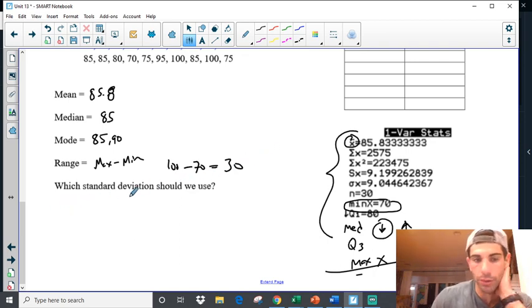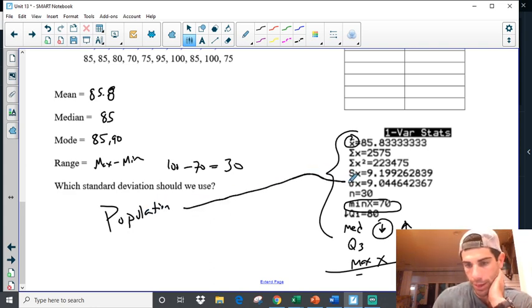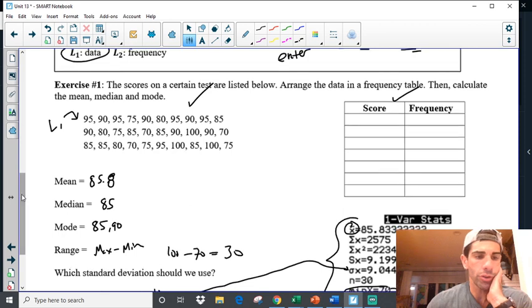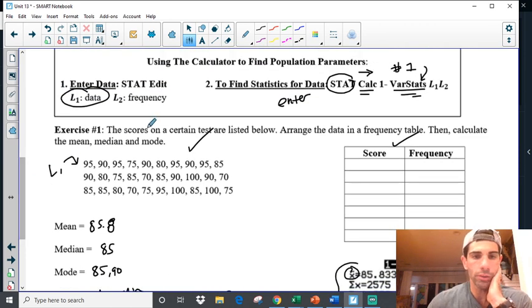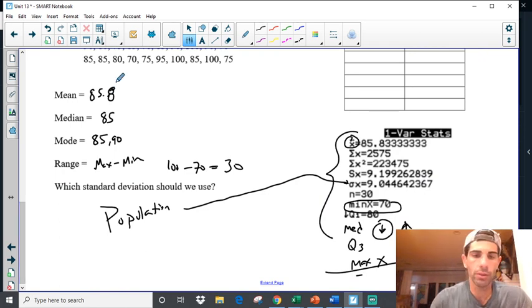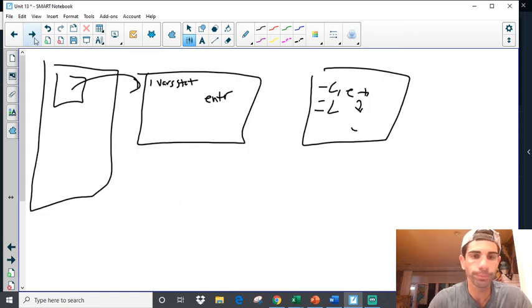Then it asks which standard deviation we should use, and I'm going to use the population standard deviation, which would be this guy here, so that guy's sample. Now why did I use the population? Because in the question it says the scores on a certain test are listed below. These are the only people that took the test, and I'm not trying to figure this out for more people. So there it is. That's the standard deviation I would use. Now, if you're still confused about what you're supposed to do with your calculator, stay with me because we're going to do another one.